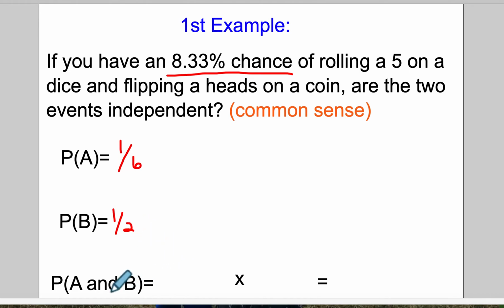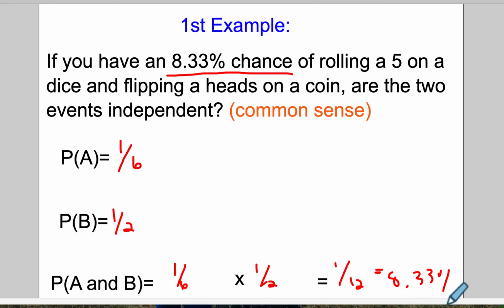So if you have the probability that both happen, if they truly are independent, that means you would multiply this times this, and whatever that number is would be your independent events. Obviously, we know these two things are independent. There's no way that rolling a 5 would somehow affect getting a heads on a coin, but it's kind of a silly example. But you do 1/6 times 1/2, and you get 1/12, which happens to be 8.33%. So the answer is yes.